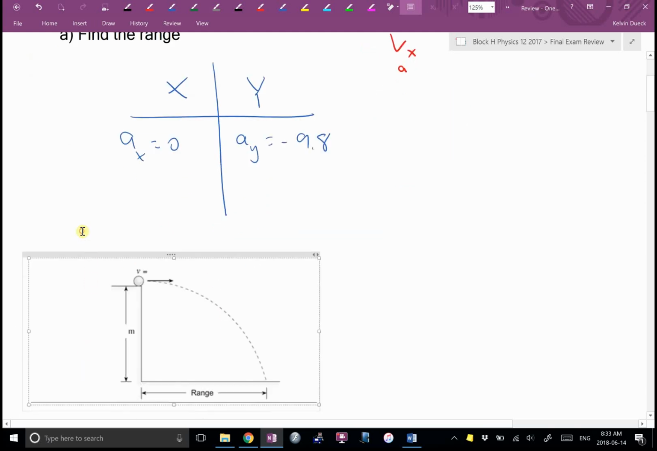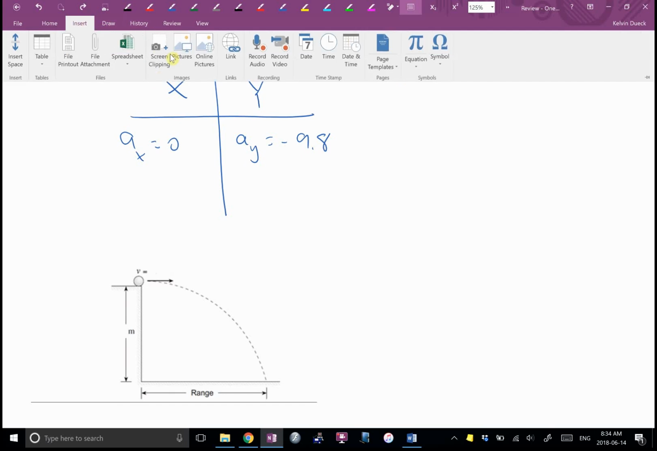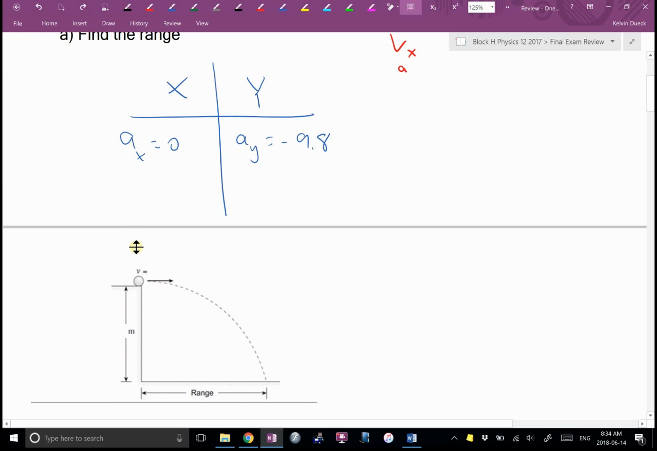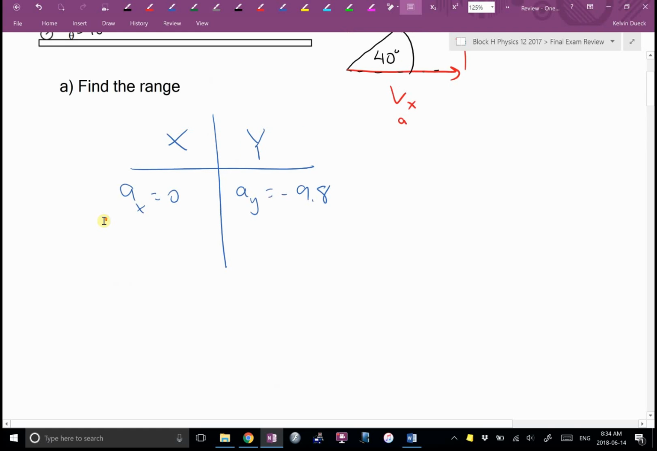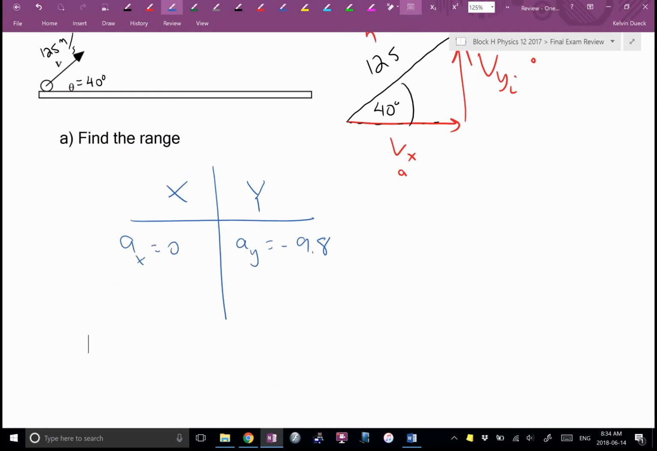What else do I know? Now, the rest I adjust according to the question. I need more space. Hang on. Insert. Space. Move down. Okay. So in this situation here, I can say that Vx equals 125 cos 40. And I can say Vy initial equals 125 sine 40. And I'll calculate each of those quickly.